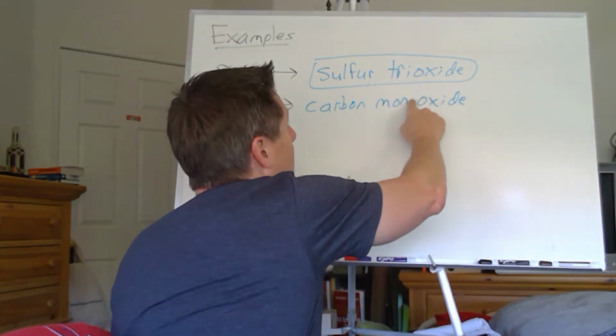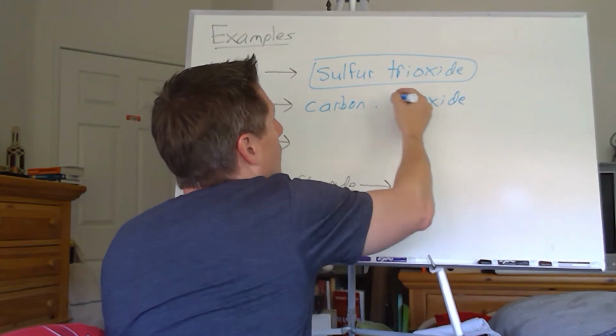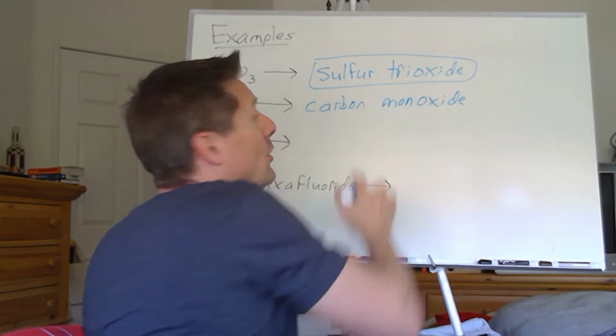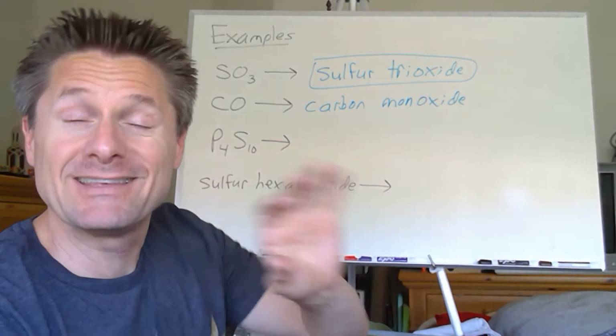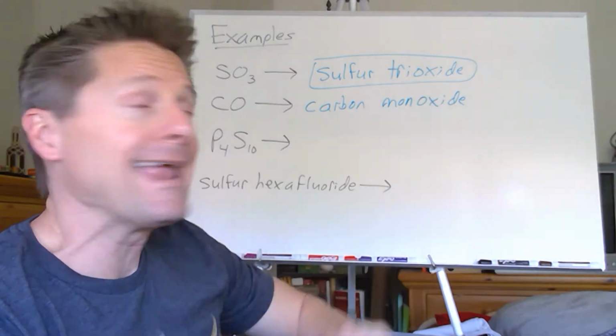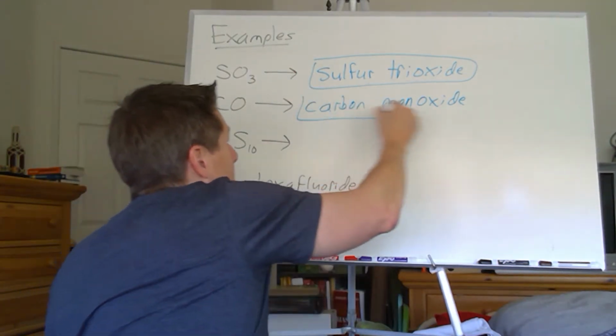So we got to get rid of that double O and go monoxide, not monooxide. So you can see why you don't want the two O's or an O and an A next to each other. So that was pretty easy.